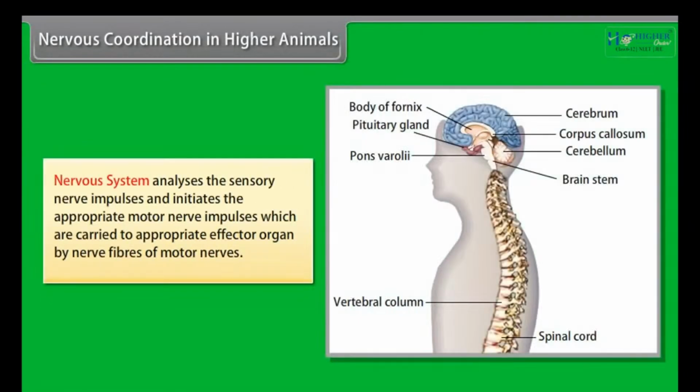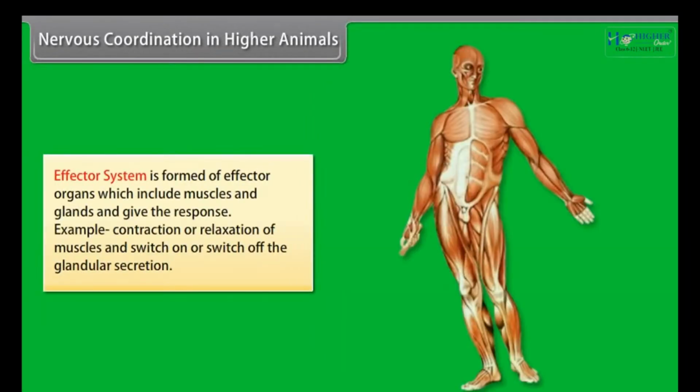Nervous system analyzes the sensory nerve impulses and initiates the appropriate motor nerve impulses which are carried to appropriate effector organ by nerve fibers of motor nerves. Effector system is formed of effector organs which include muscles and glands and give the response. Example, contraction or relaxation of muscles and switch on or switch off of glandular secretion. Nervous system of man.